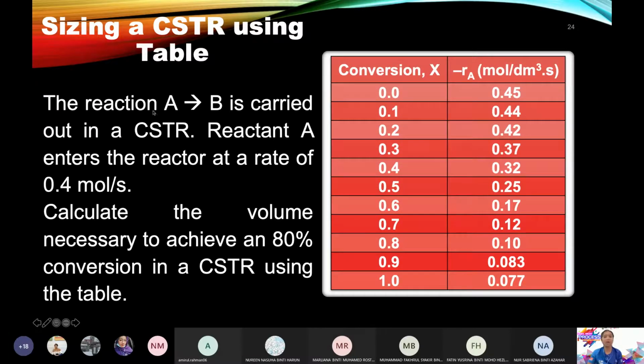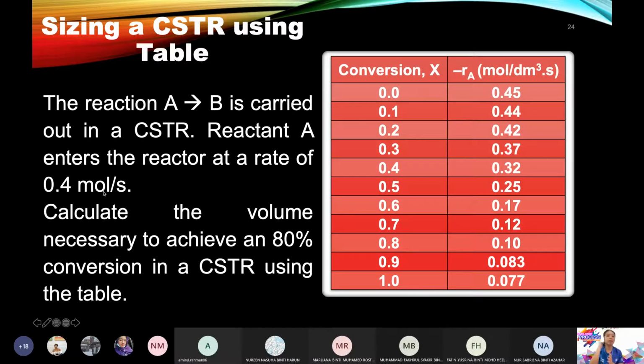Alright, dia kata reaction A to B is carried out in a CSTR. So, it's important when you're solving reaction question, kena tahu reactor apa yang kamu tengah design. Batch ke, PFR ke, CSTR. Now, we're talking about CSTR. Okay. Reactant A enters the reactor at a rate of 0.4 mole per second.